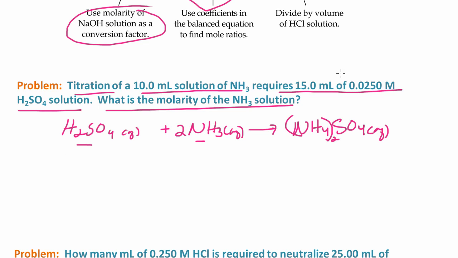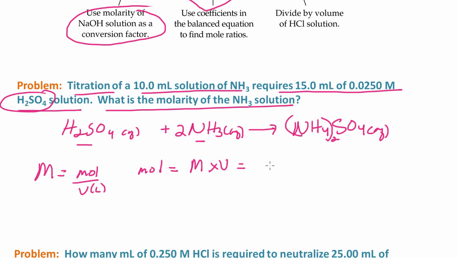Well, what I need to do is determine the moles of sulfuric acid that were used for this neutralization. And I can do that because remember, molarity is moles over volume in liters. So I can solve for moles, that's equal to the molarity times the volume. So I have 15 milliliters. We'll convert that to liters, 0.015 liters, and the molarity is 0.025 molar. So this will give me the number of moles. I'll multiply that together.